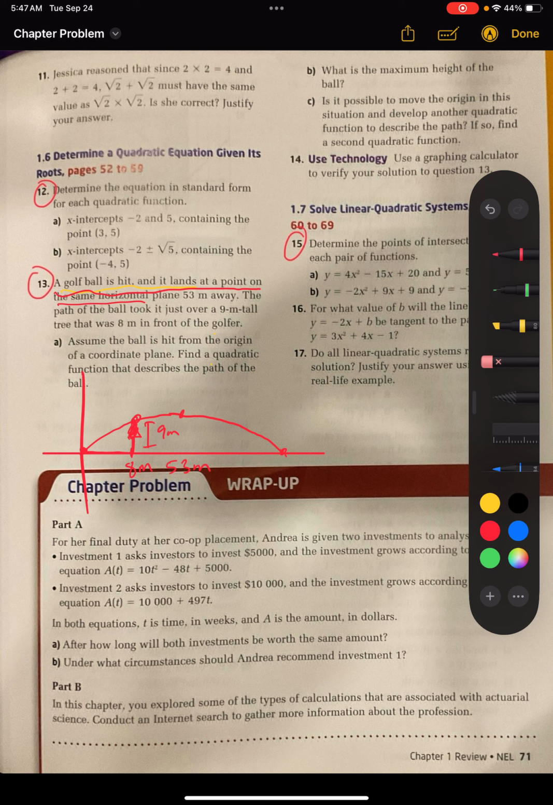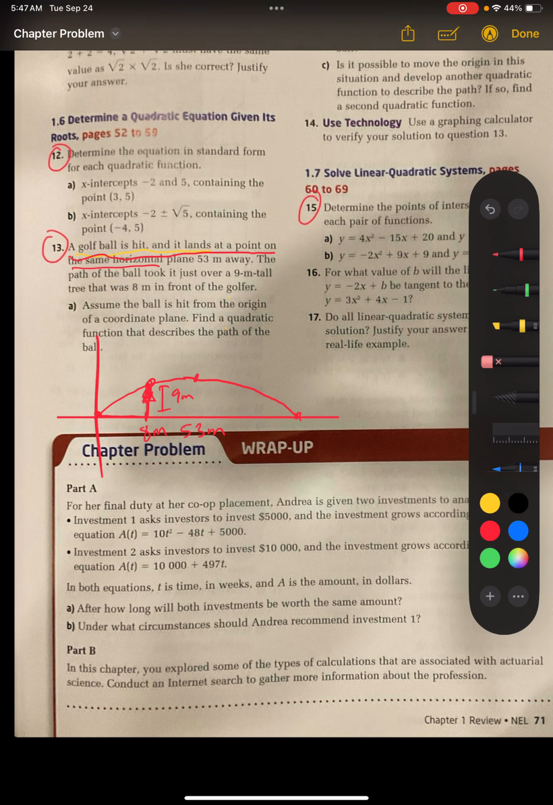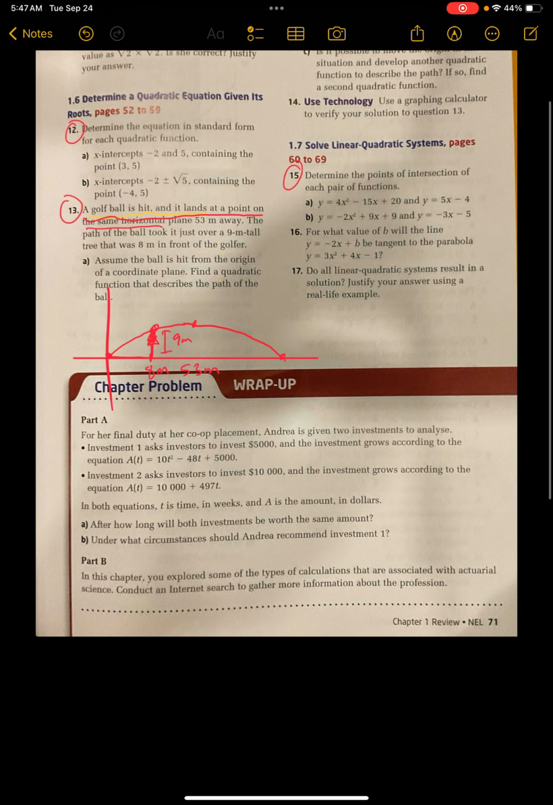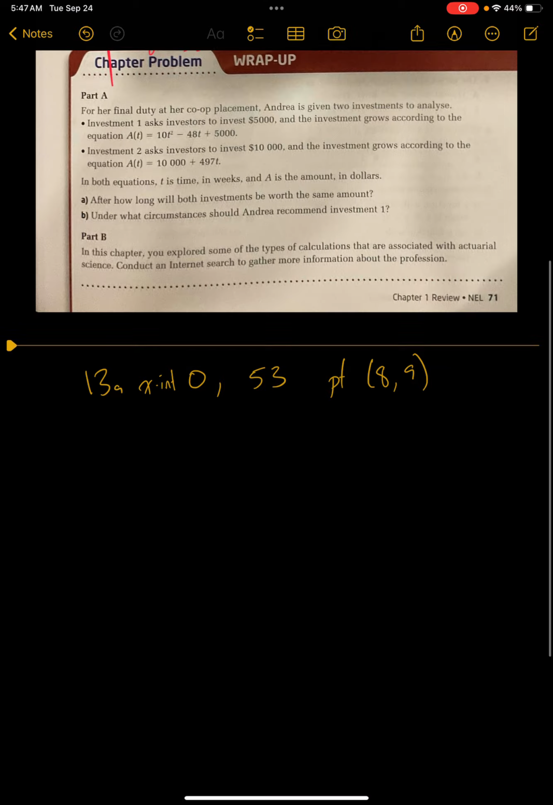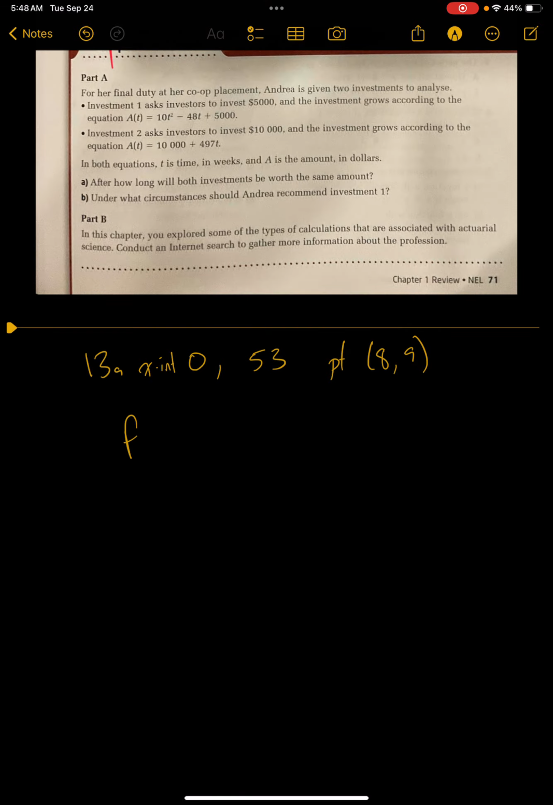All right, so let's see. So what do we do? That's 13a. So what do we know? We know 2 points. We know the x-intercepts, 0 and 53. We know we have a point at 8, 9 away from the ball. So what does that mean? That means we can make the equation as a.